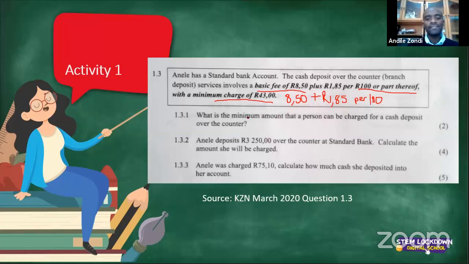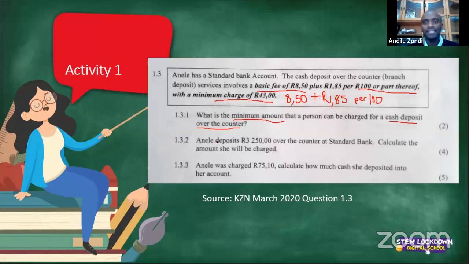Okay, it says, what is the minimum amount that a person can be charged for a cash deposit over the counter? So obviously, when you read, you need to underline keywords. In this case, the keyword is minimum amount, and it's for cash deposits over the counter. Obviously, we're talking about this. Your answer should be somewhere here.